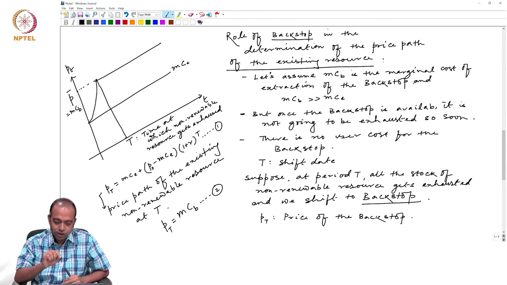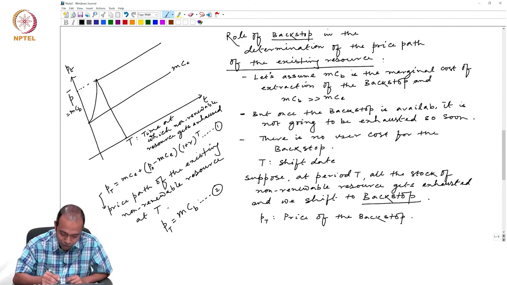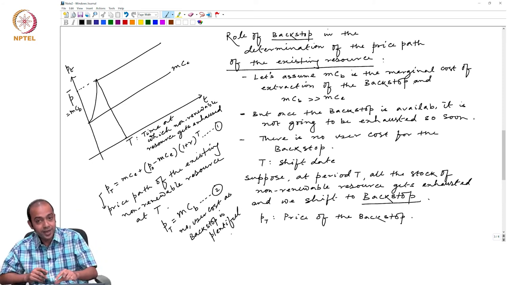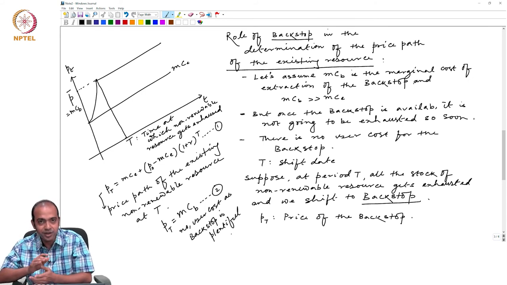That is equation 1. And equation 2 tells what the price of the backstop is. Price of the backstop PT equals MCB. We are not adding anything here, no user cost, as the backstop is plentiful. So, we are not adding any user cost here, unlike the existing non-renewable resource. For the existing non-renewable resource, the resource gets exhausted, so today's utilization requires a user cost to be added, then only we will get the price. But here, you have to keep in mind that PT equals only MCB.